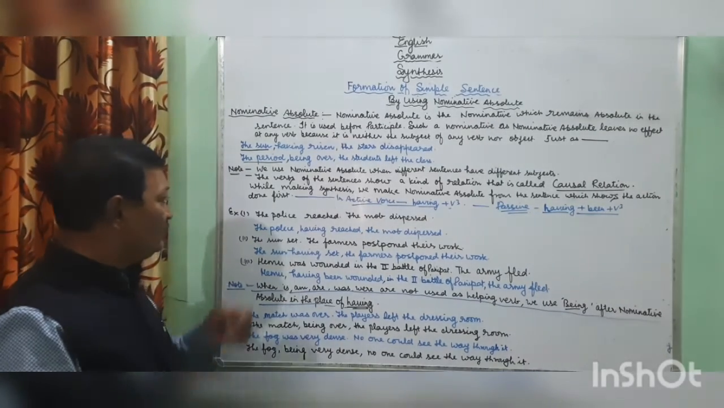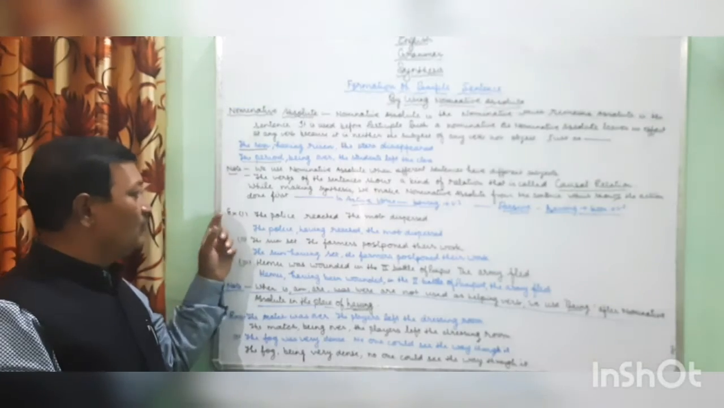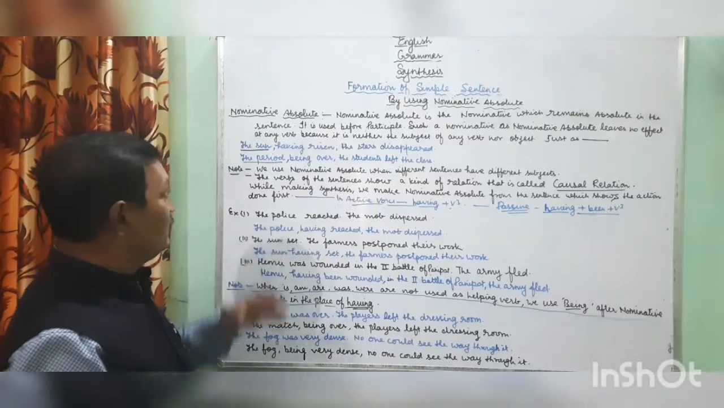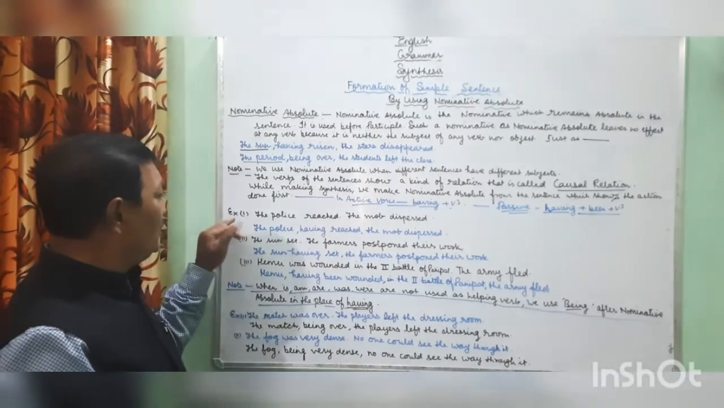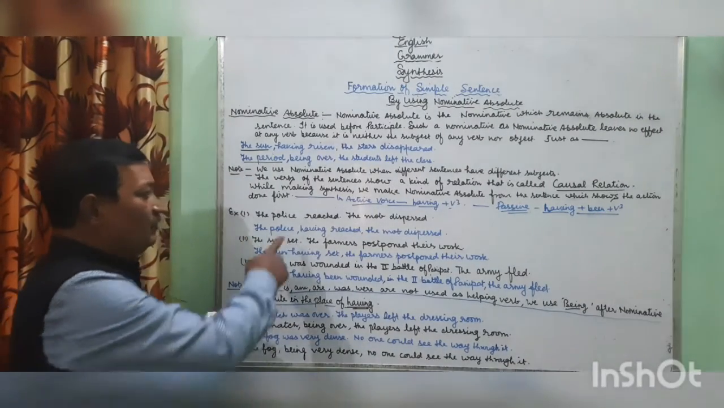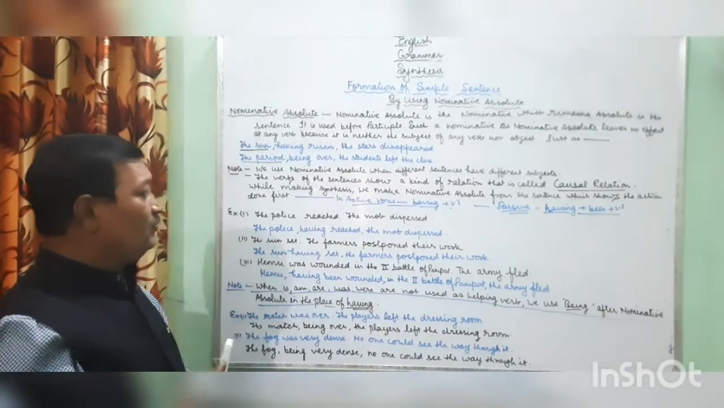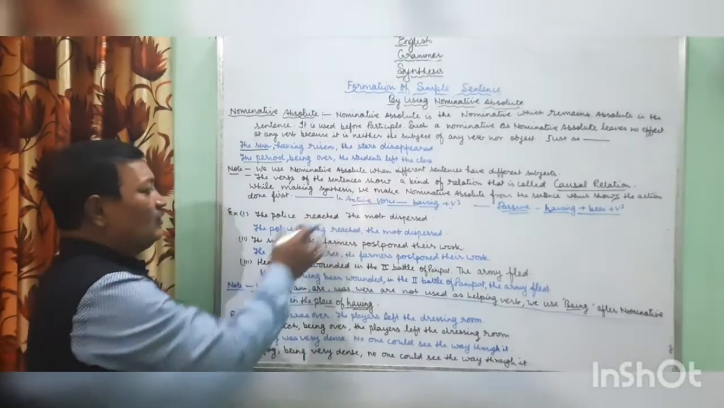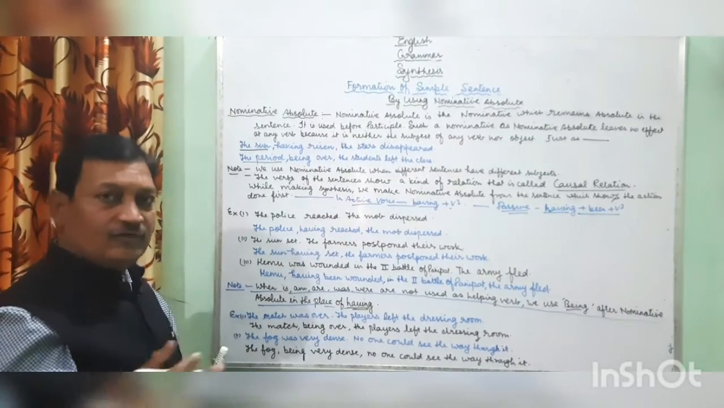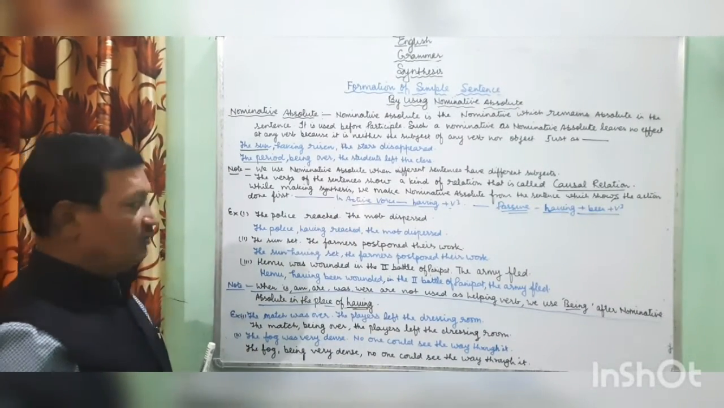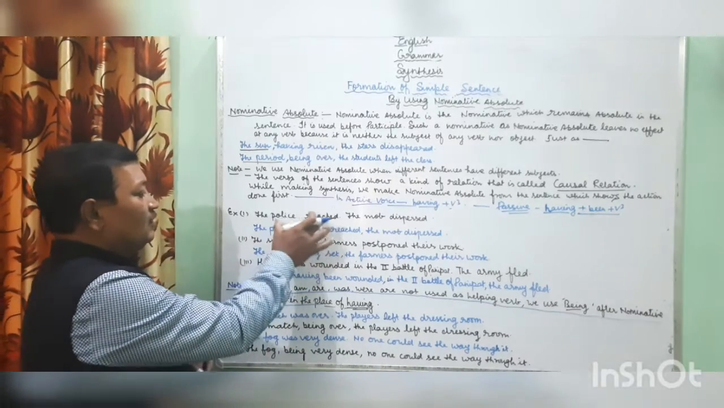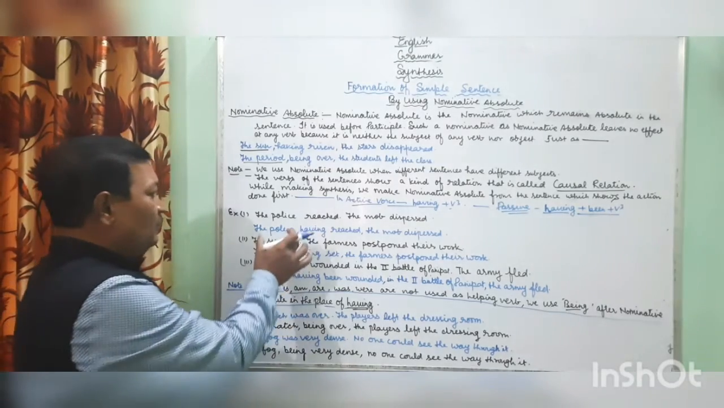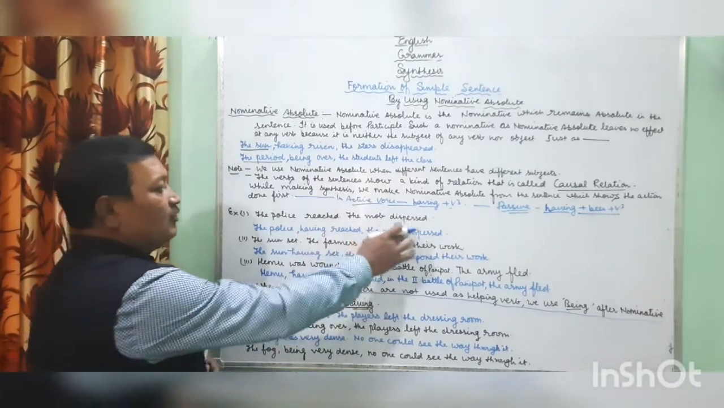Dear students, let's see the examples to learn more and more facts about nominative absolute. Let's see example number 1. The police reached, the mob dispersed. Students, we can see from these two sentences, the police reached first, then the mob dispersed. So, we'll make the subject of the first sentence nominative absolute. The police having reached, the mob dispersed.